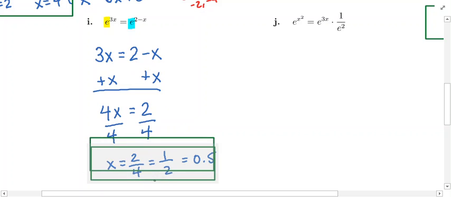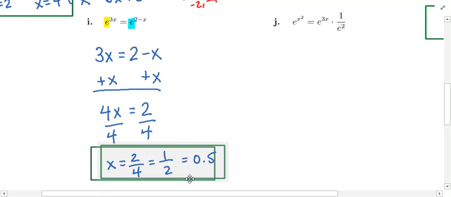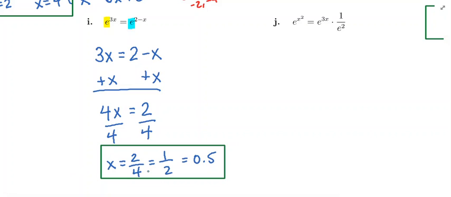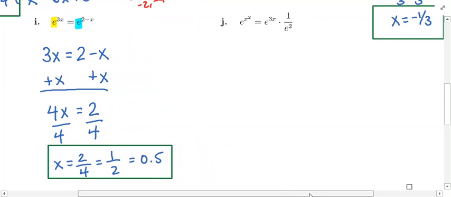Just because this equation probably looks intimidating to you because it has an e, it still works the same way as all the other bases do. Don't let e intimidate you. Treat it like you would any other number. All right, let's try example J.